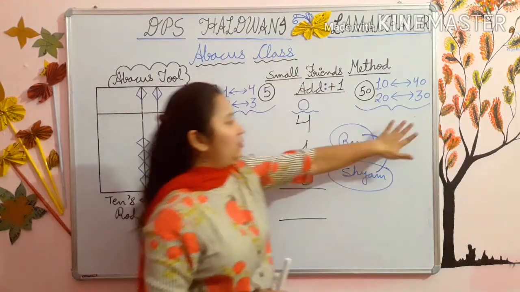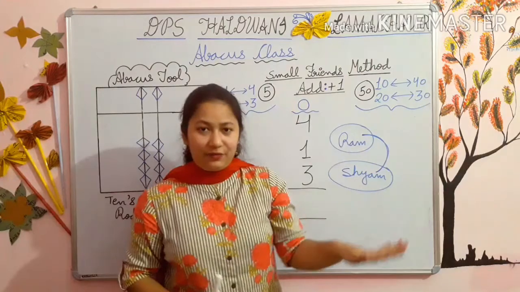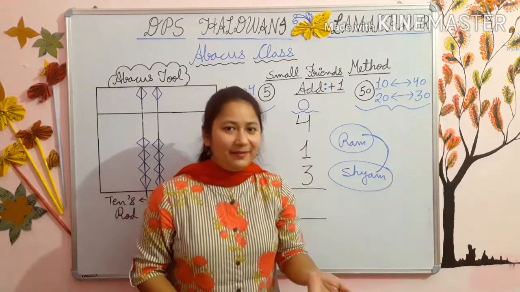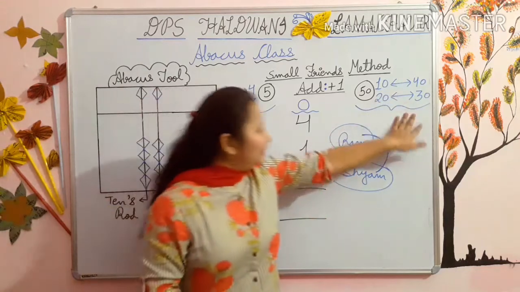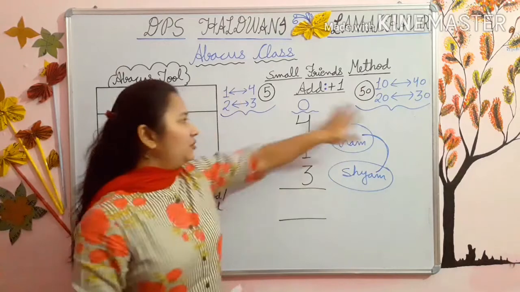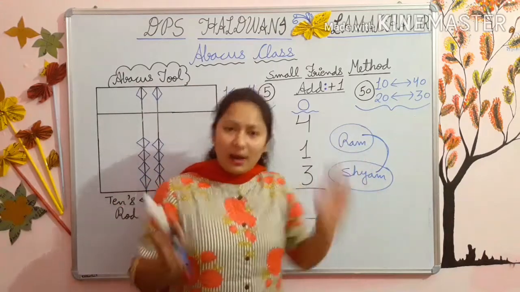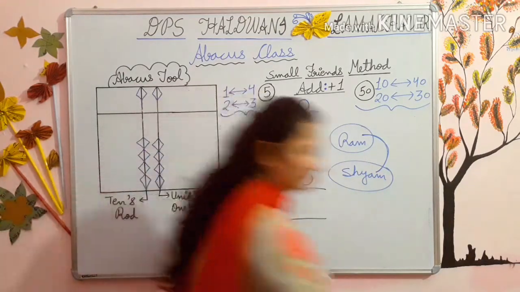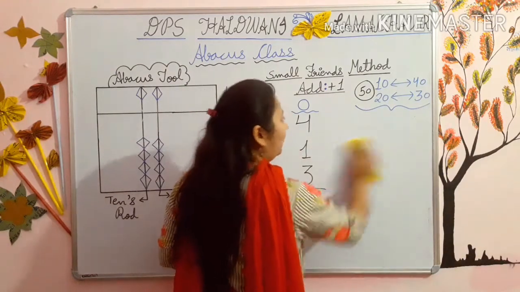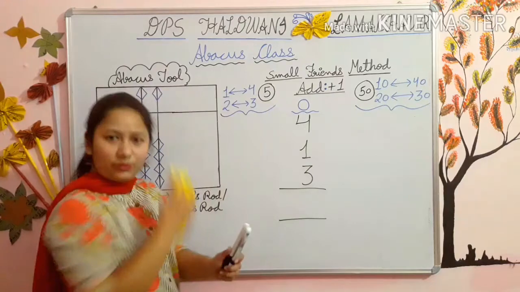Same way this also. 10 is the friend of 40 and 40 is the friend of 10. 20 is the friend of 30 and 30 is the friend of 20. These friends you have to learn. Now after this, I will tell you how you will apply these friends in this question.